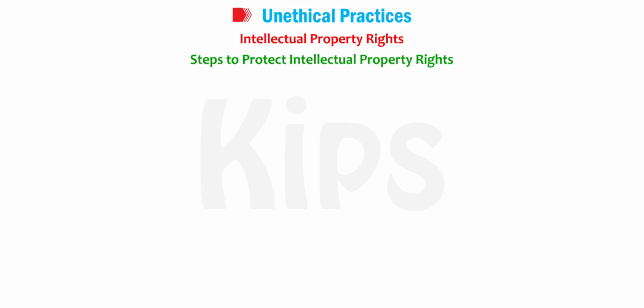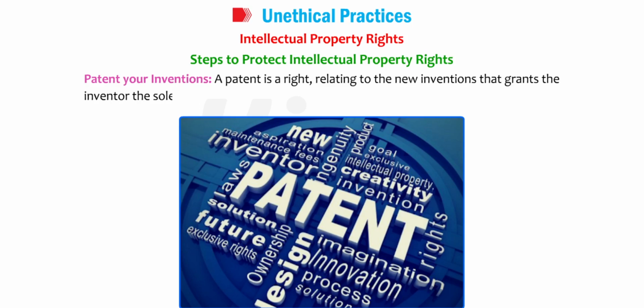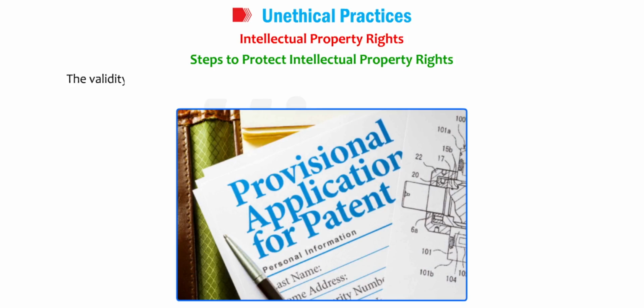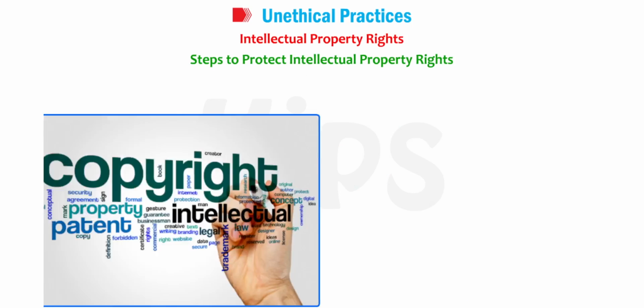Steps to protect intellectual property rights. Patent your inventions. A patent is a right relating to the new inventions that grants the inventor the sole right to make, use, and sell that invention for a specific period of time. The validity period for a patent in India is 20 years from the date of filing the patent application.